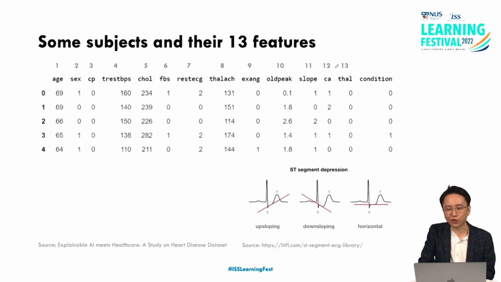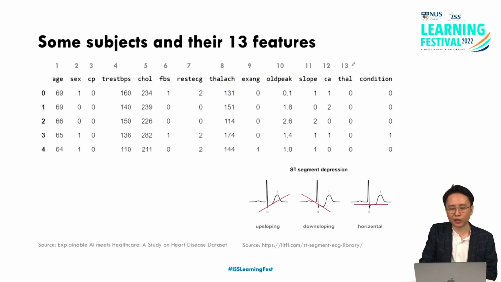For the 12th feature, CA, it indicates the degree of blocking in the 3 main blood vessels in a heart. A higher value indicates a larger degree of blocking in the blood vessels.